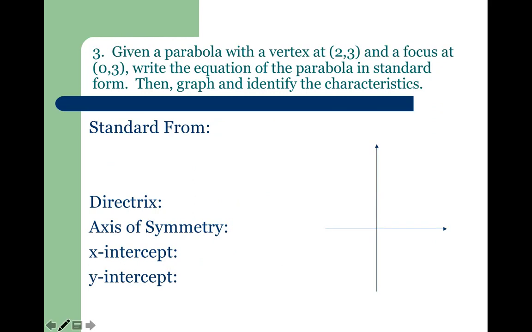Okay, so a few different types of problems now. So, given a parabola with a vertex at 2, 3 and a focus at 0, 3, write the equation of the parabola in standard form, then graph and identify the characteristics.